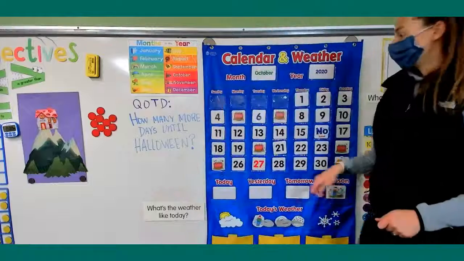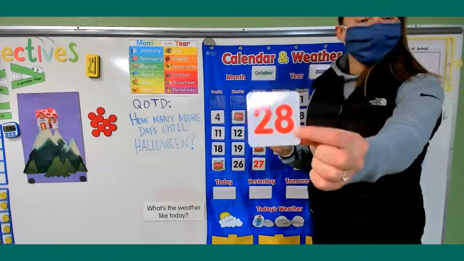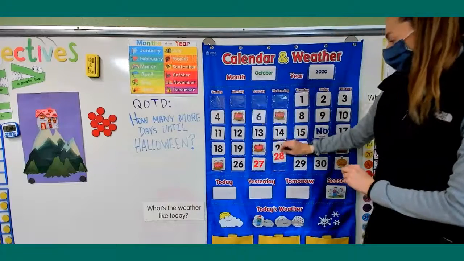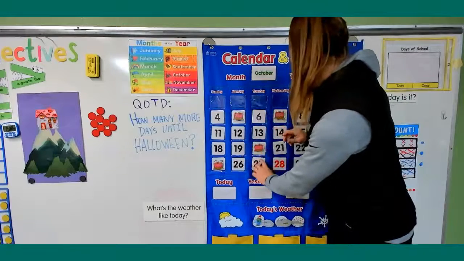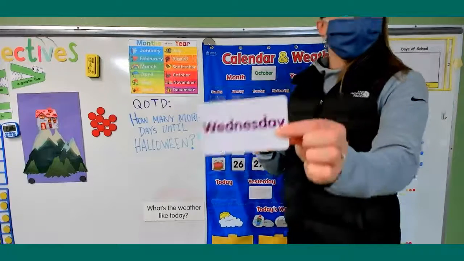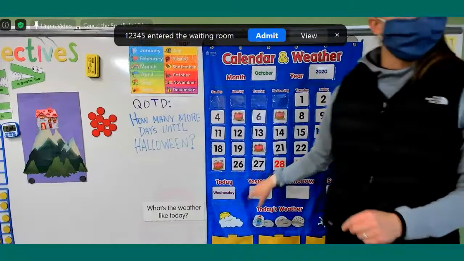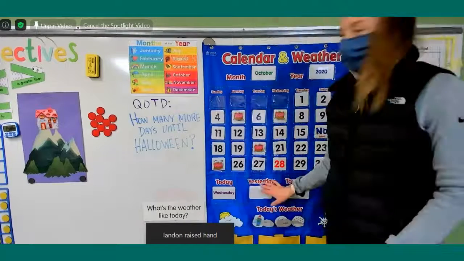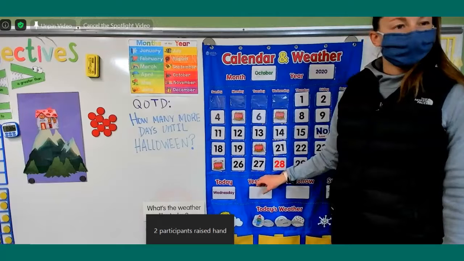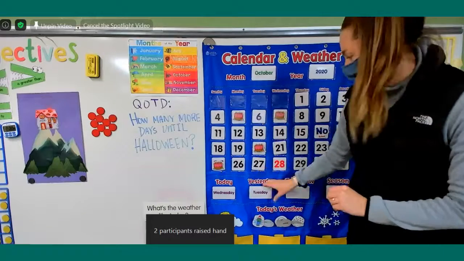Good morning, first grade. Today is Wednesday, October 28th, 2020. If today is Wednesday, that means yesterday was... Landon, what was yesterday? Tuesday, nice job. Yesterday was Tuesday.